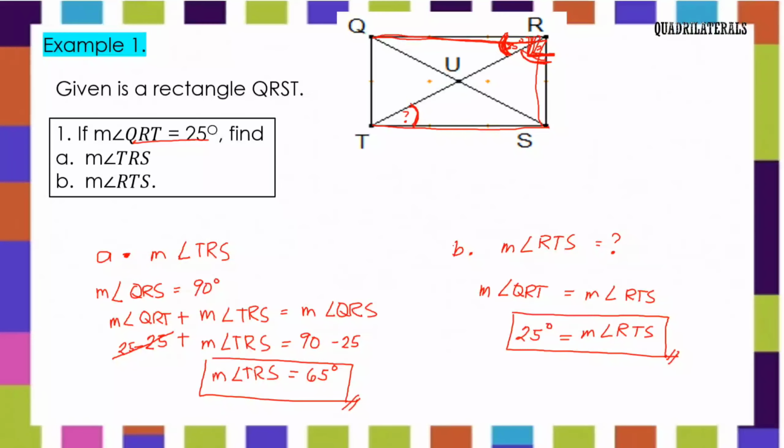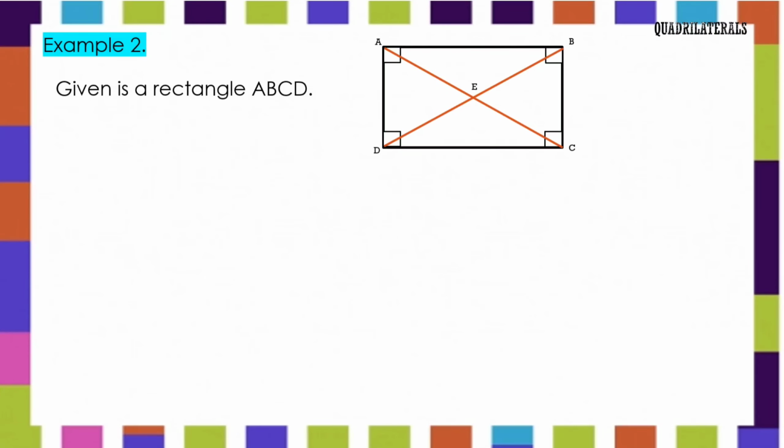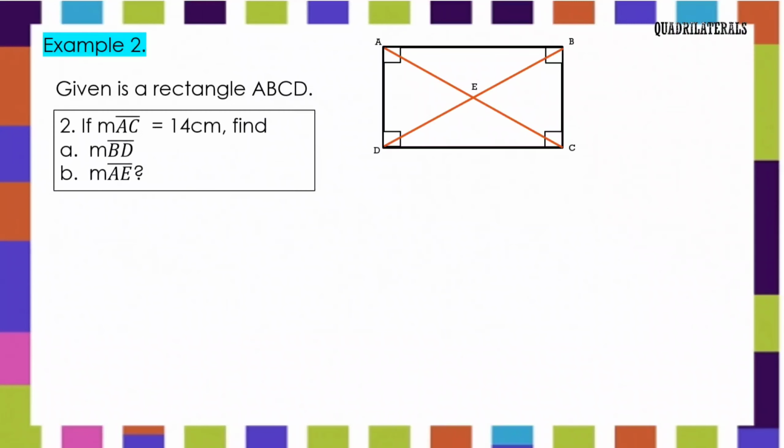Okay? Next, let's have example number 2. So, we are given rectangle ABCD with diagonals AC and BD that meet at point E. So, ang given natin, we are given that the measure of diagonal AC is 14 centimeters for letter A. We need to find the measure of diagonal BD.